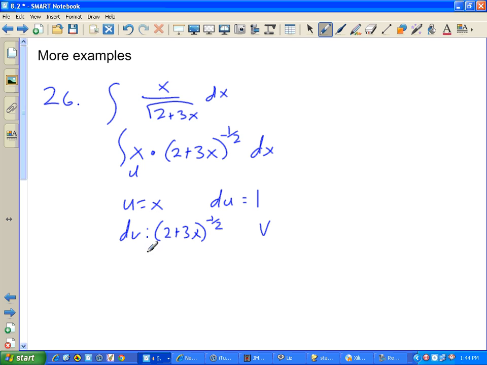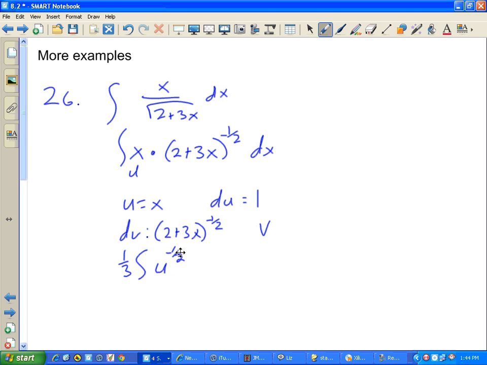In order to get v, I'm going to have to do a u substitution. Okay, so I'm going to make this inside part u. So I've got u to the negative 1/2. The derivative of the inside part is 3. And I don't have that, so I'm going to need to have a 1/3 out here to offset the 3 that I have to put inside.